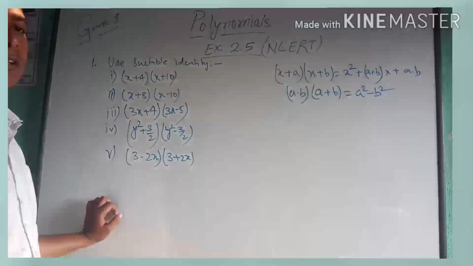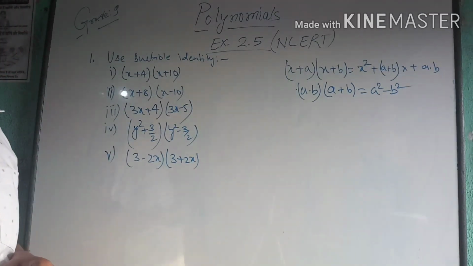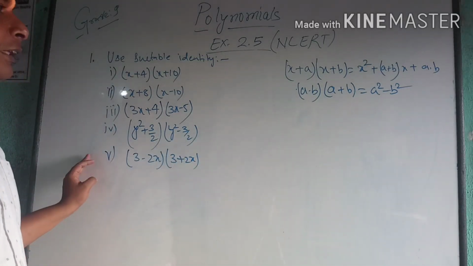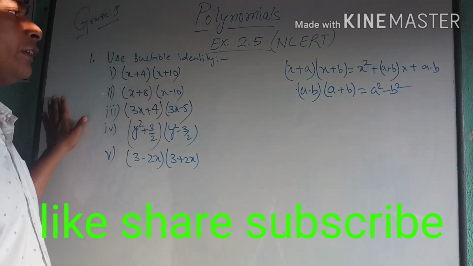Good evening, dear students. Now we have grade 9, chapter polynomials, that is your chapter number 2. Today we will discuss exercise 2.5 from NCERT. Question number 1 says, use suitable identity to find the product.